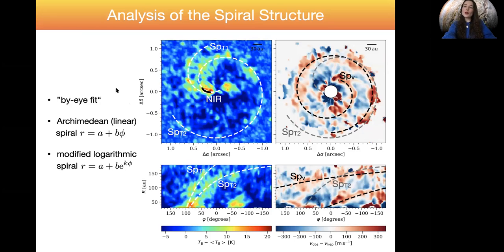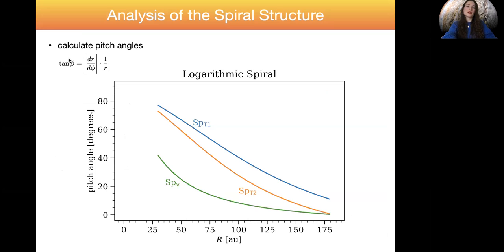From this, we can now calculate the pitch angles or opening angles of the spirals with this function, and I'm showing this here for the logarithmic spiral. In the region where the spirals are present, we can extrapolate this also to the inner disk regions. And as I said, the near-infrared spiral is located at the anchoring point of this large temperature spiral, and we included the near-infrared spiral here, and we see that there's a strong deviation in the pitch angle.